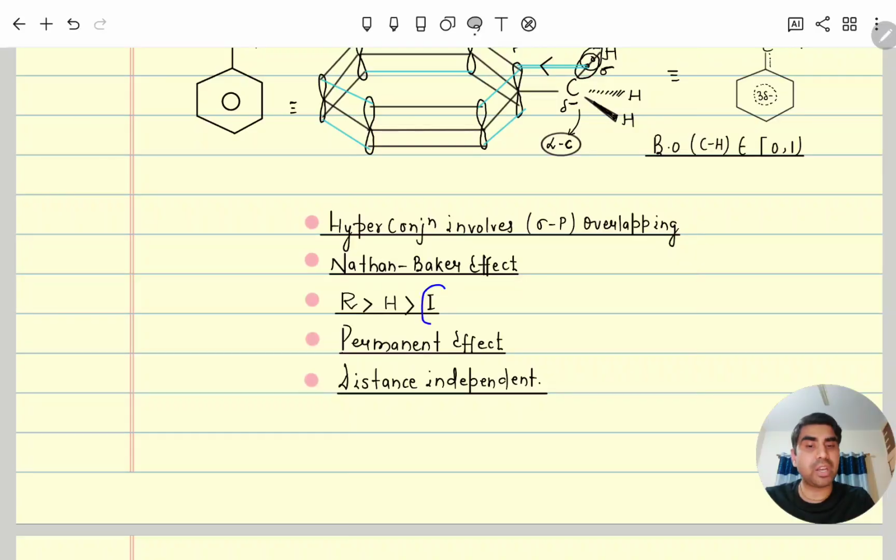Hyperconjugation is more than inductive. Clear? And this is also a permanent effect. Why permanent effect? Because once the electron is transferred here, from here the electron will move to ortho and para equally. So this is a permanent effect, and it is distance independent.